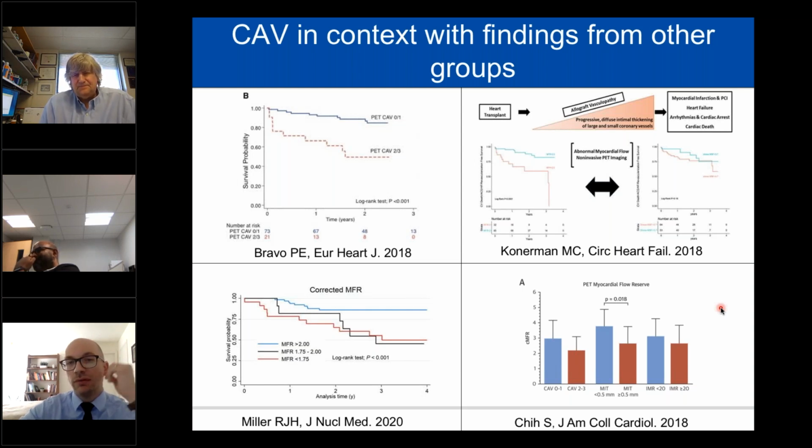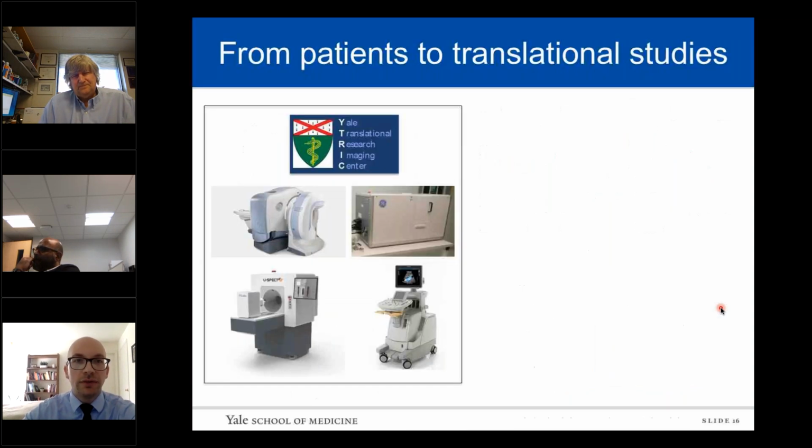And our piece of the puzzle is really that we show that CFR is predictive of long-term outcomes and also the role of serial PET imaging. And I think these papers combined together send a really strong message that PET coronary flow reserve is a really important diagnostic tool that we can use in heart transplantation, and hopefully this will be reflected in the upcoming guidelines.